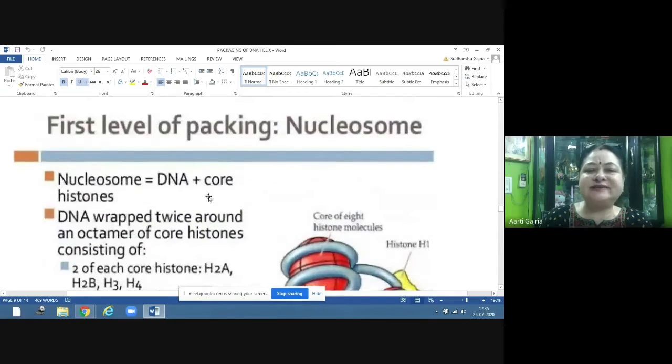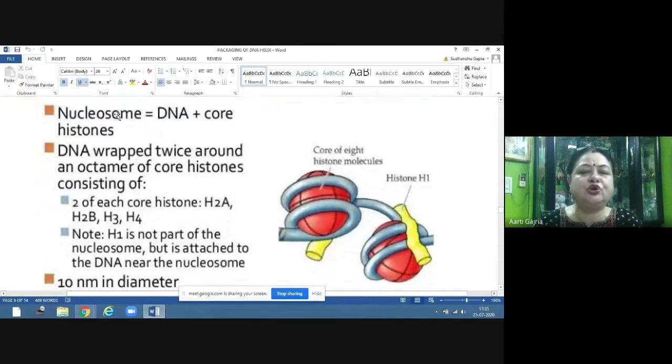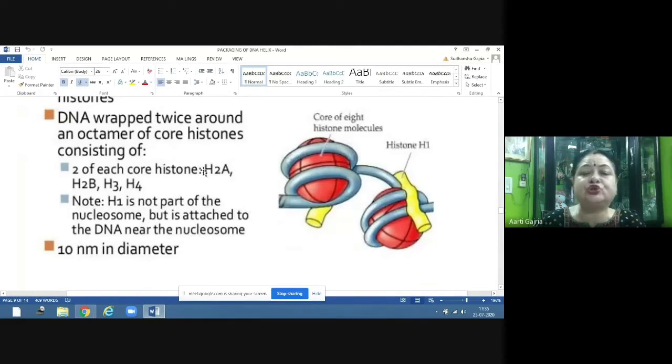Now, what is the first level of packing? The first level of packing is the nucleosome. What does the nucleosome consist of? Nucleosome consists of DNA and core histones. Now, what are the core histones? Core histones are H2A, H2B, H3, and H4. All 4, 2 each. So total 8: 2 H2A, 2 H2B, 2 H3, and 2 H4. So these histones form the histone octamer.